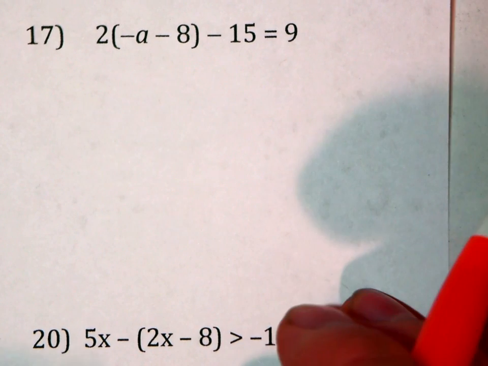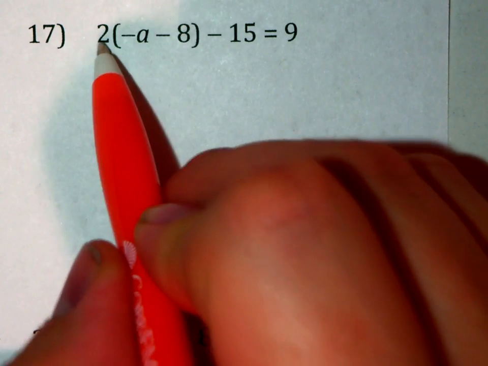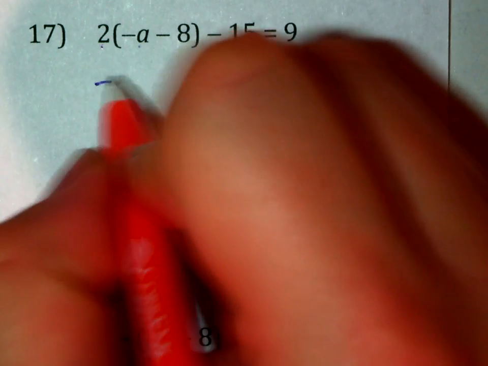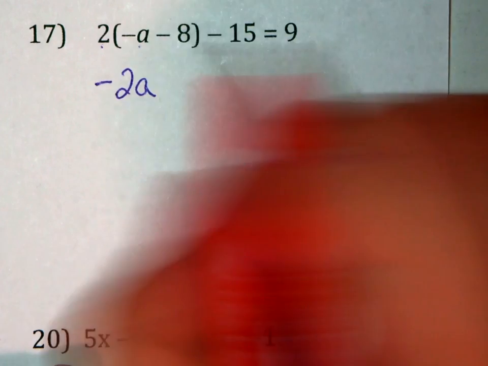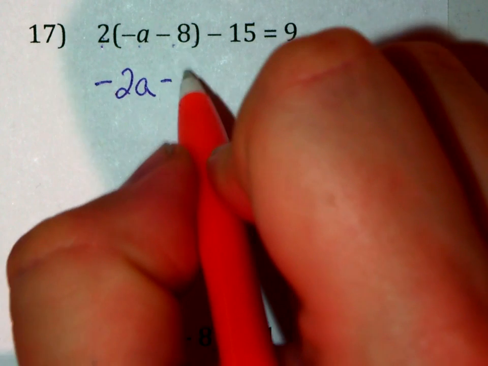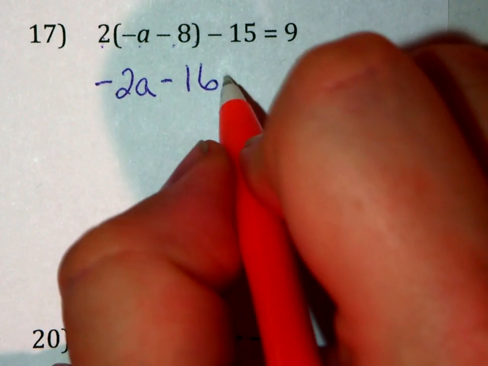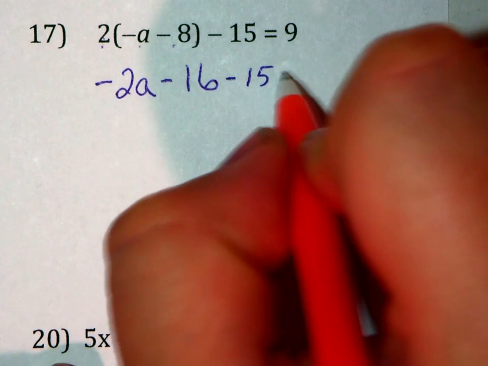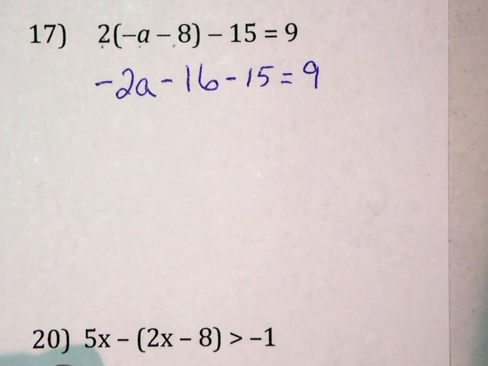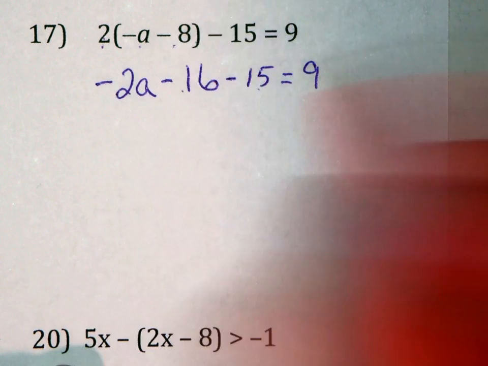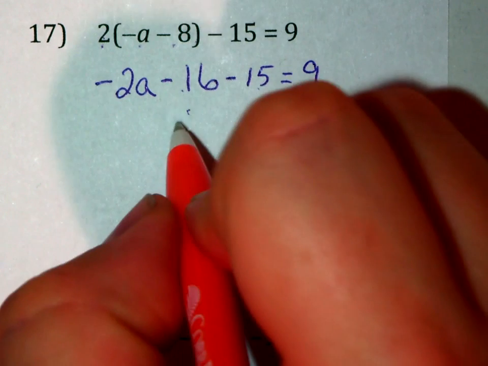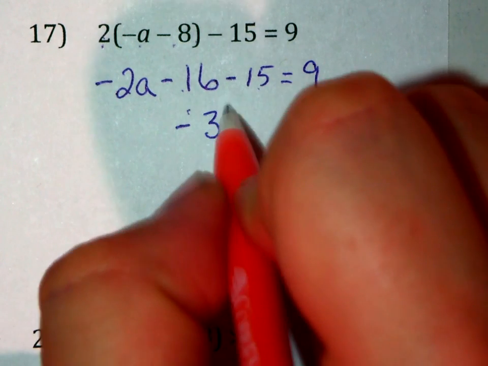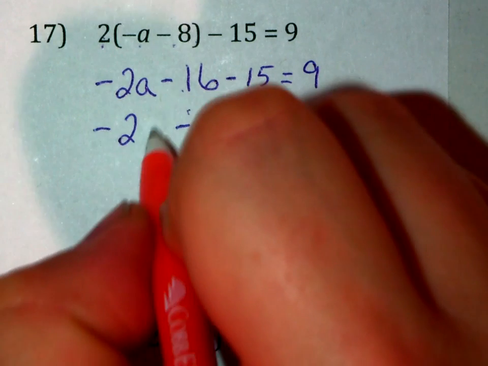Number 17. First thing we need to do is distribute. So 2 times negative a would be negative 2a. 2 times negative 8 would be negative 16. Now minus 15 equals 9. Negative 16 and negative 15 is negative 31. Bring down the rest of our terms.